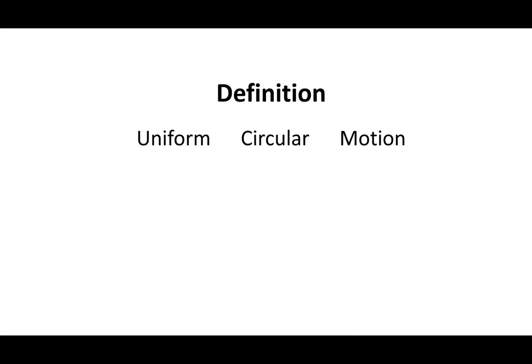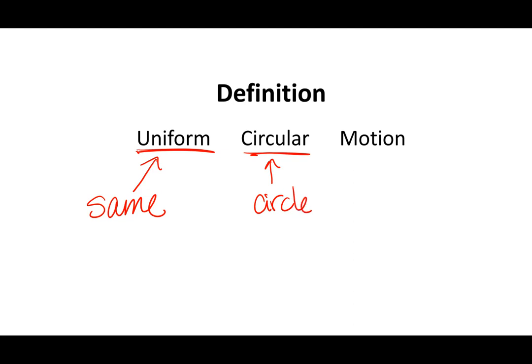We're going to define and look at the equation for uniform circular motion. So first, the basic definition is honestly in the term. Uniform means the same. Circular, of course, means in a circle. And then motion means moving. And so uniform circular motion means that you are moving in the same way in a circle.